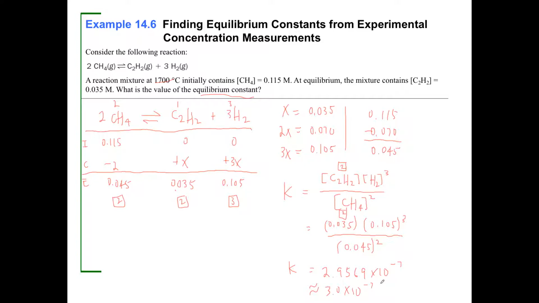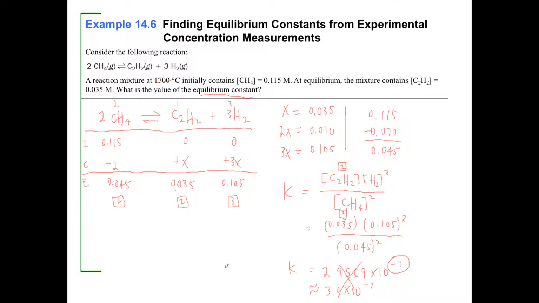But it looks like this is wrong. Why is that so small? I need to check my math in this, okay? Can you see how small that is? Why would that be so small? Let me try it again. 0.105 cubed times 0.035 divided by 0.045. I'm not sure what I did wrong. That was really small. You see this negative 7 here? Okay, that just shouldn't be. I apparently put something in my calculator wrong.